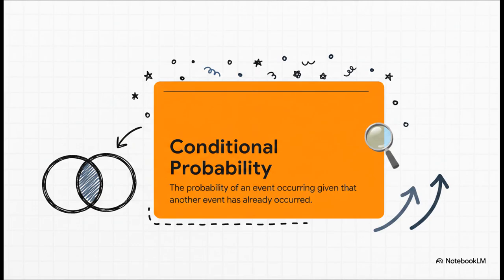So, to formalize that intuition we just built, conditional probability is, quite simply, the probability of an event occurring given that another event has already occurred. You see, we aren't just calculating odds in a vacuum anymore. We're calculating them based on a newly met condition.